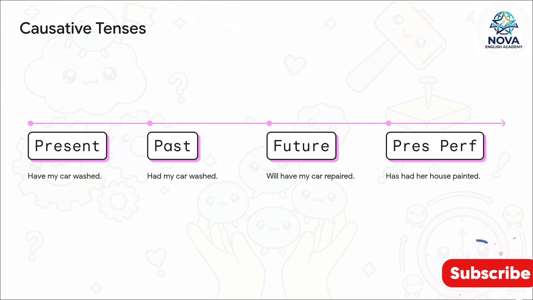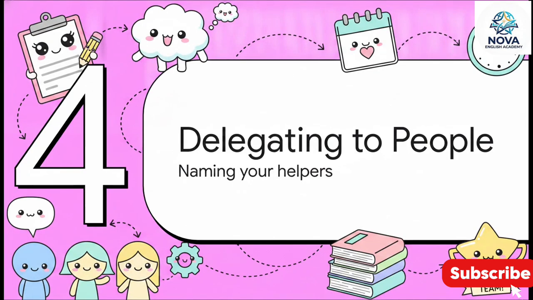If it was yesterday in the past simple, you just change it to I had my car washed. For tomorrow in the future, I will have my car repaired. And looking up to now in the present perfect, she has had her house painted. Honestly, just one word changes and your whole time frame shifts seamlessly. Section 4, delegating to specific people.